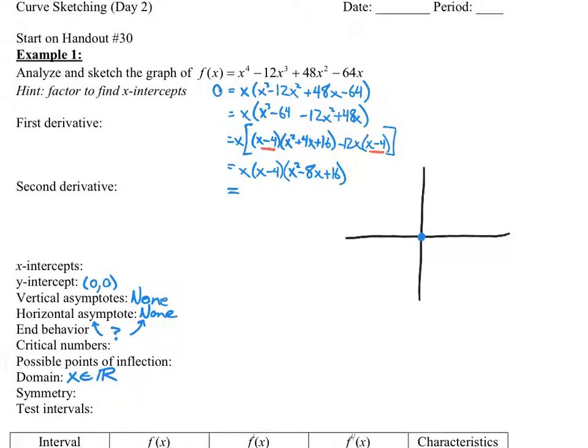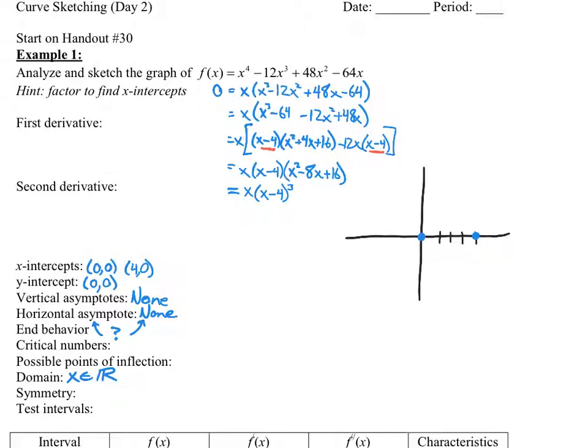So what's x squared minus 8x plus 16 factor into? X minus 4. Yeah, x minus 4 squared. So we actually now have x times x minus 4 to the third power. So what are our zeros here, guys? 0 and 4. So the x-intercepts are (0, 0) and (4, 0). So 1, 2, 3, 4. There we go.